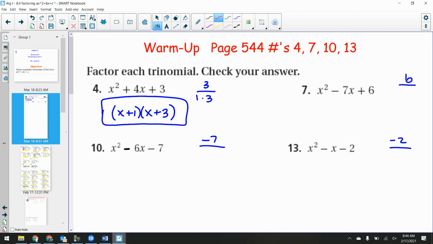Welcome back, everybody. So taking a look at the warm-up here again, if you're watching this from home, make sure you pause here and then play whenever you're ready.